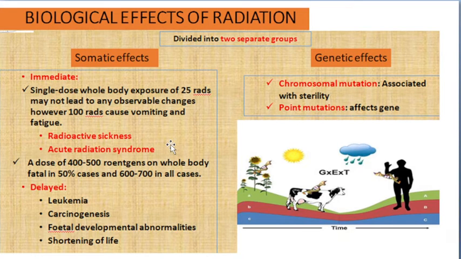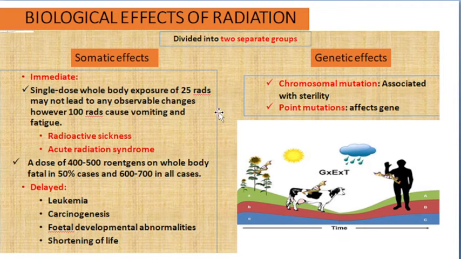Then carcinogenesis means different cancer causing. Then fetal developmental abnormalities. Fetal means inside the mother's womb the child will be abnormal. Then shortening of life means the lifespan will be reduced. Then what are the genetic effects?